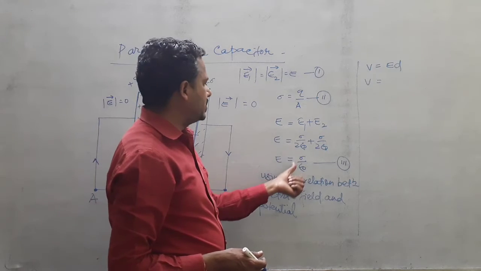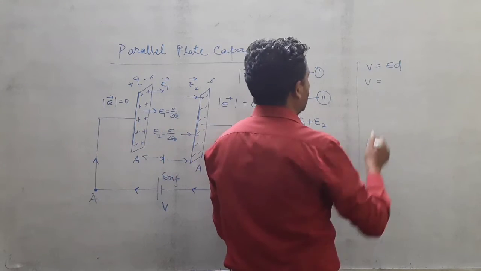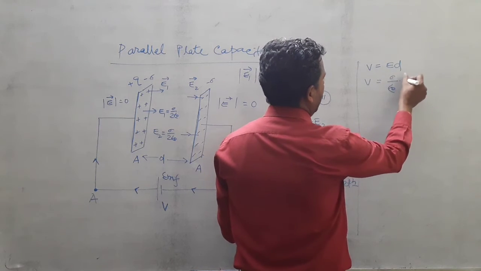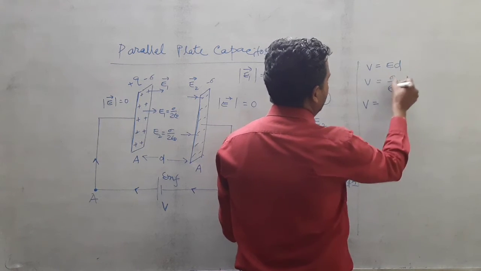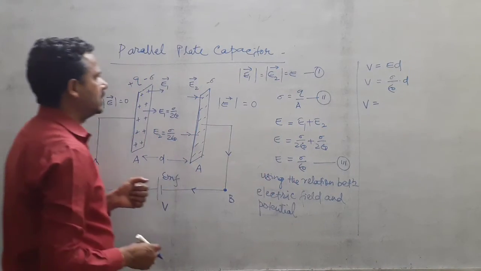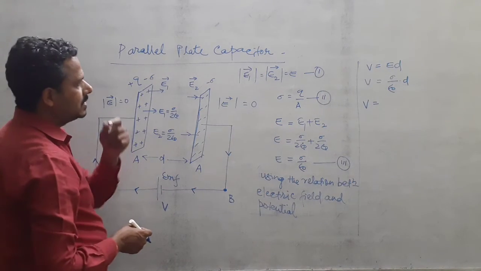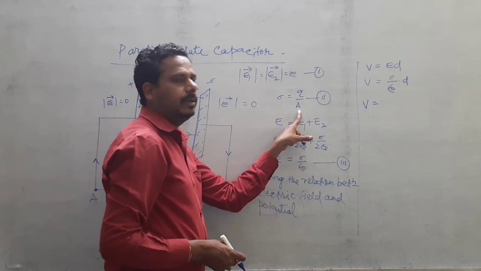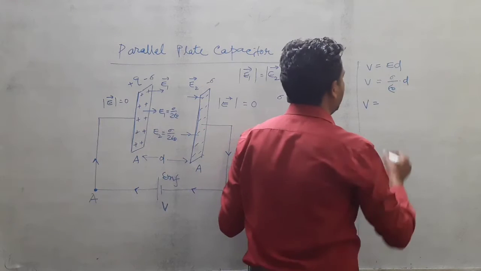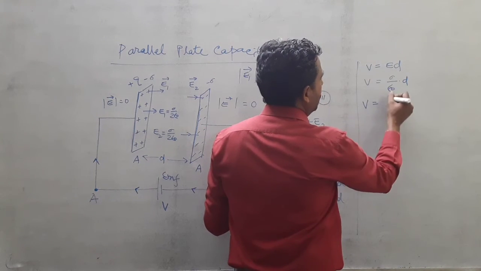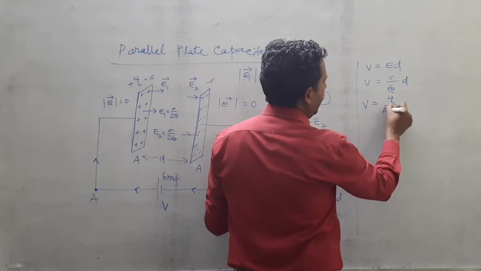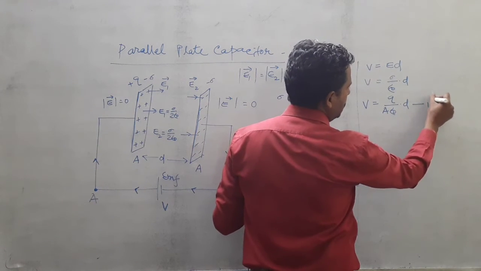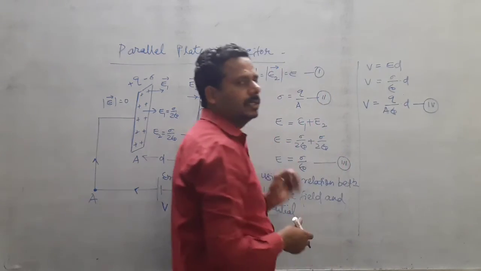So from equation 3, your electric field is sigma by epsilon naught, and this one is D. Now put the value of sigma, because sigma is the surface charge density, and surface charge density is always Q by A, that is charge on the plate by area of the plate. So from equation 2, we put there the value of sigma, Q by A epsilon naught into D. Now this one is your equation 4, and then you find the capacitance.